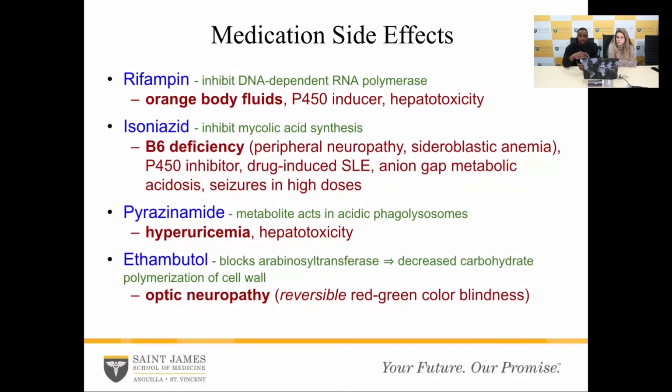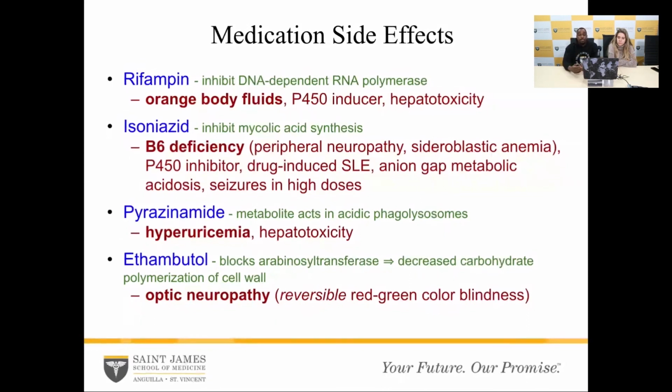Rifampin works directly by inhibiting the DNA reproduction, so the bacteria can't replicate. But its side effect is orange body fluids. Isoniazid affects the mycolic acid wall or membrane, so it can't create that outer membrane.